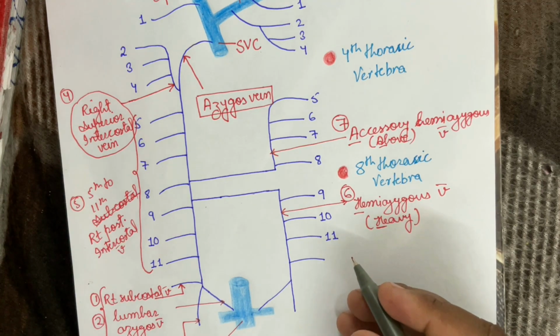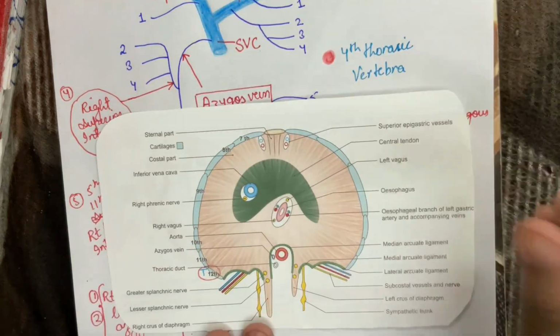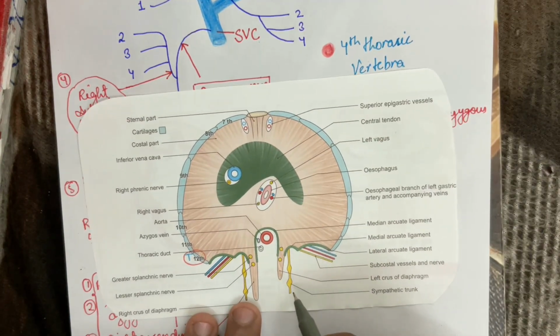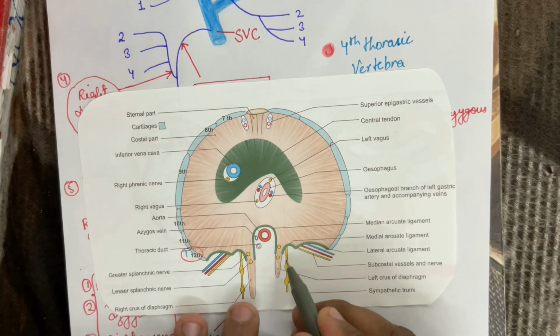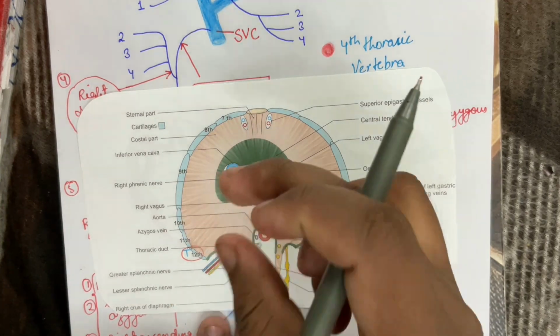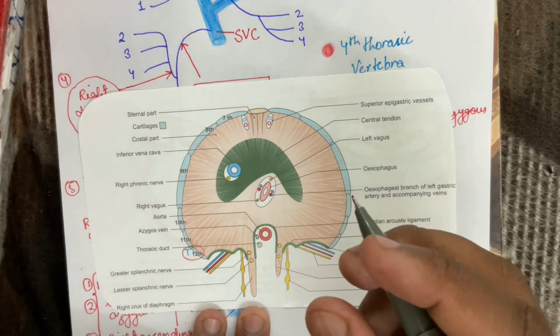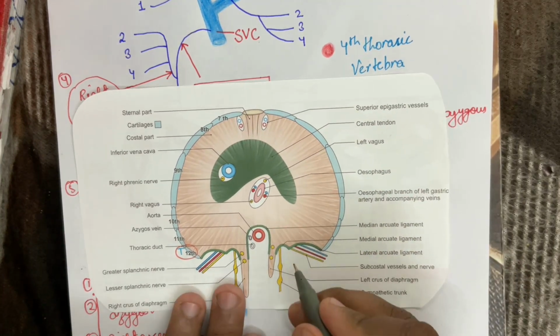Course. Hemiazygos vein pierces the left crus of the diaphragm and ascends on the left side of the vertebra, overlapped by the aorta.